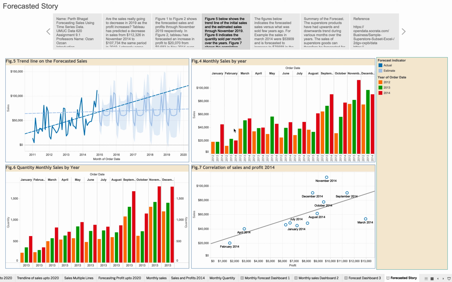But yeah, these two graphs are almost the same, but one is demonstrating how much sales we made, and the other one is demonstrating how much quantity we sold. All right, and next one.